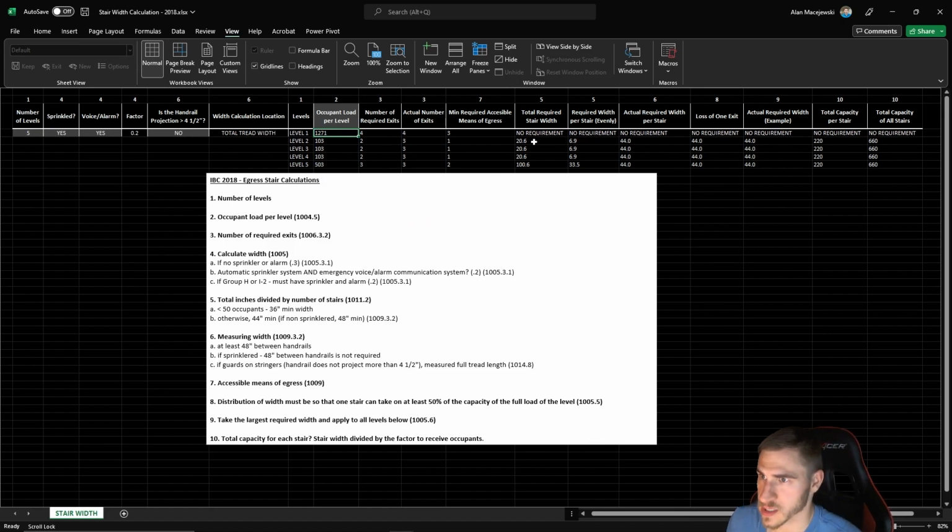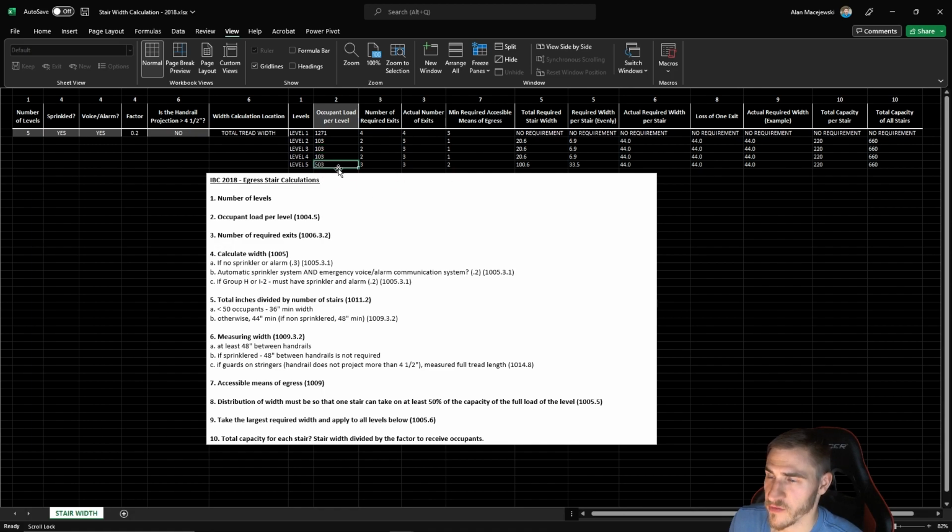And we can go through this here in a second, but the actual number of exits is now here. The thing I want to make you aware of is that the number of required exits is based per level. It's pulling based on that occupant load per level, and that's it. That has nothing to do with how things are stacking and how many exits you have on one level versus the other.